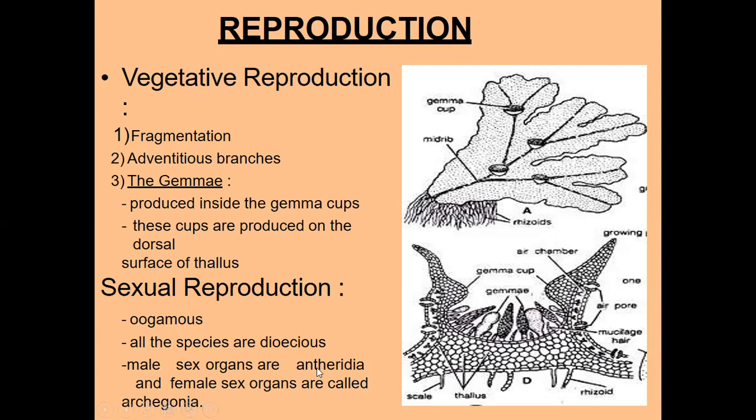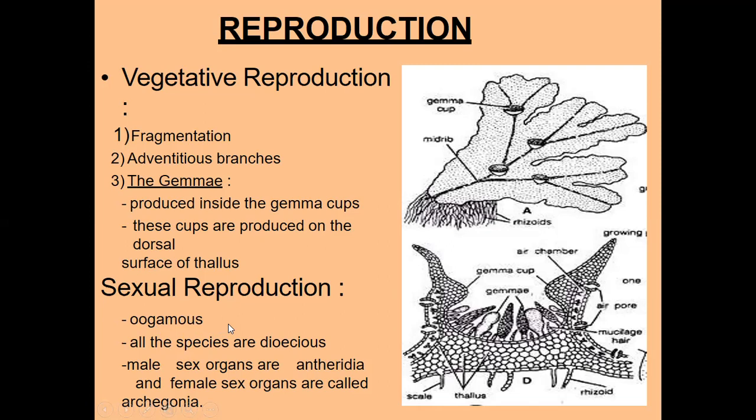What are the vegetative reproductive bodies helping in producing a new thallus? Here it refers to the gemmae. Now next, when we go for sexual reproduction, Marchantia reproduces sexually mainly by the oogamous type. What is oogamous? There are three types of sexual reproduction: isogamous, anisogamous, and oogamous.